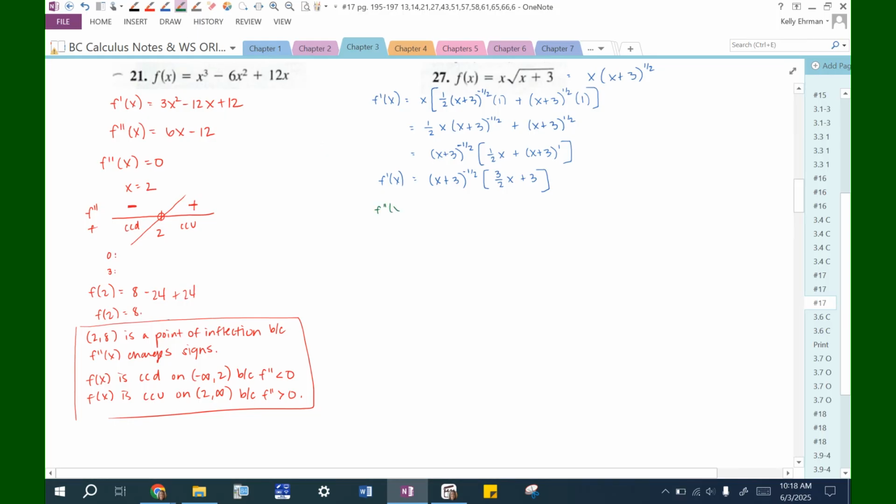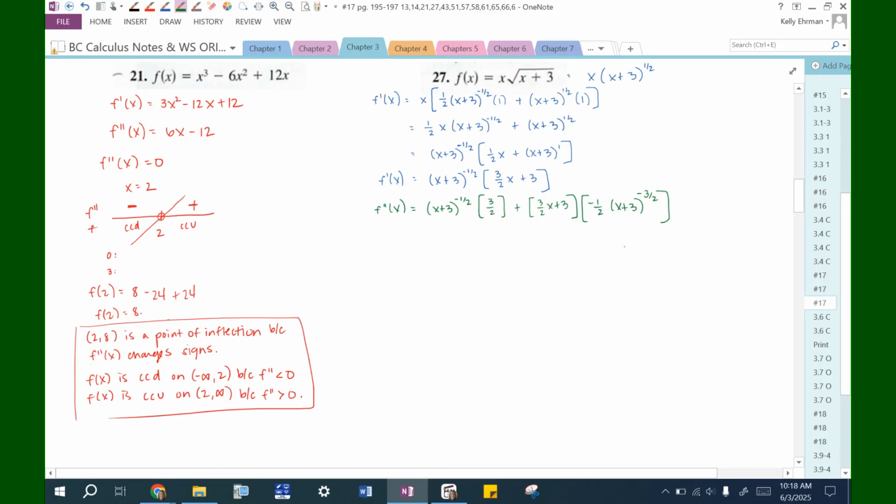So f double prime is first times derivative of the second. So the derivative of this is just 3 over 2. It's not terrible. Plus second, forgot to write my x there, times derivative of the first. So this is power rule. Negative 1/2 x plus 3 to the negative 1/2 minus 1 is negative 3/2.